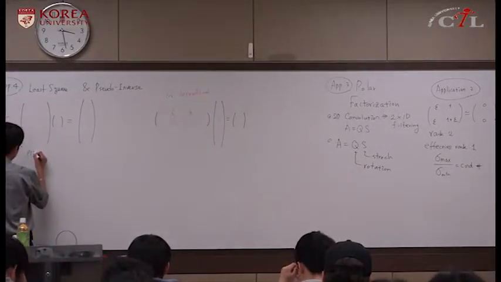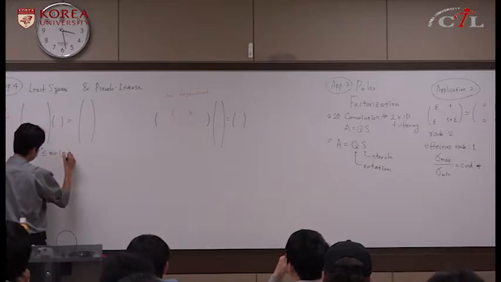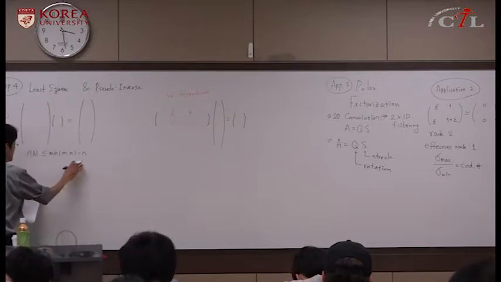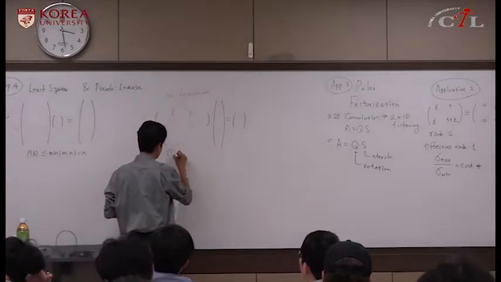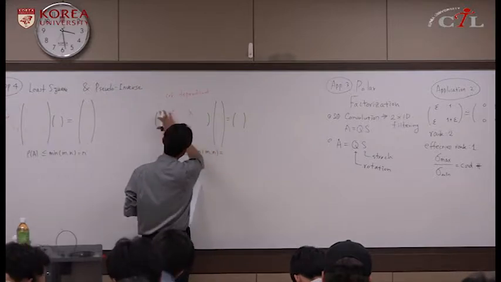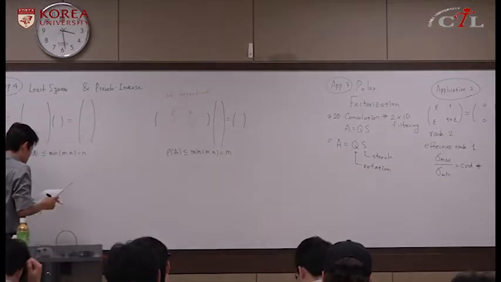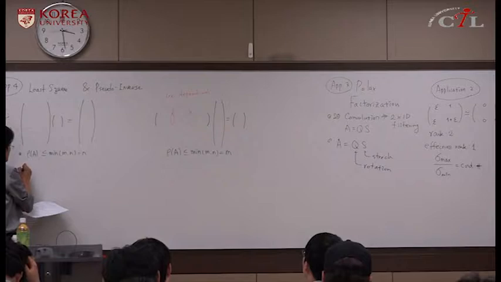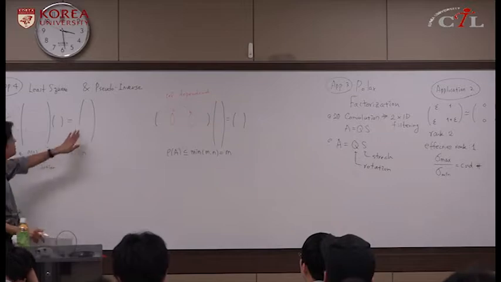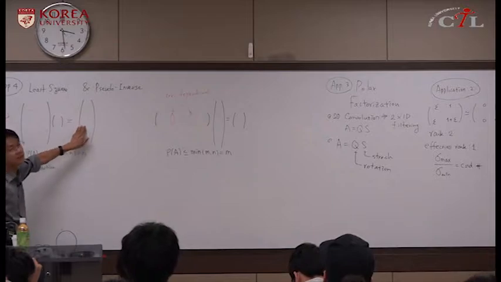Here, rank A, the maximum rank, should be smaller than the minimum of M and N. Here, N is the small one, so the maximum rank is N. Here there's no solution, because this B is not in the column space. It's a combination of column space plus left null space.